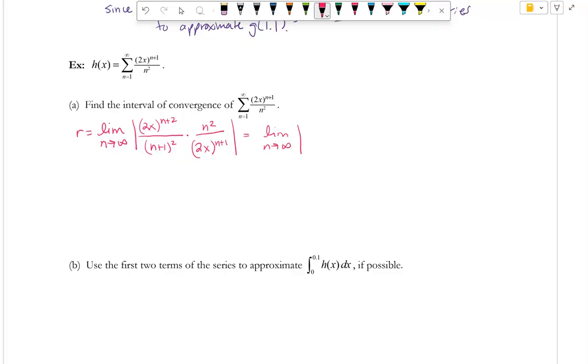All right, so when we go to simplify that, I'm going to have a 2x left from what is on top. And then we're also going to have an n squared on top and an n plus 1 squared on bottom. So I could pull out the absolute value of 2x.